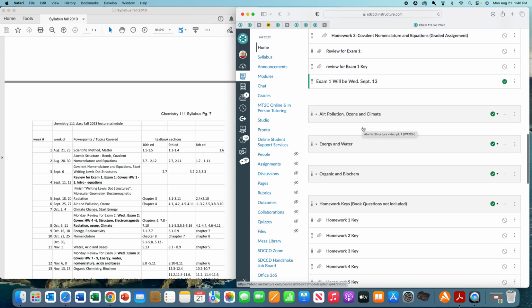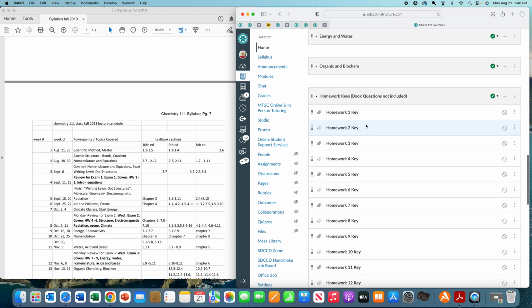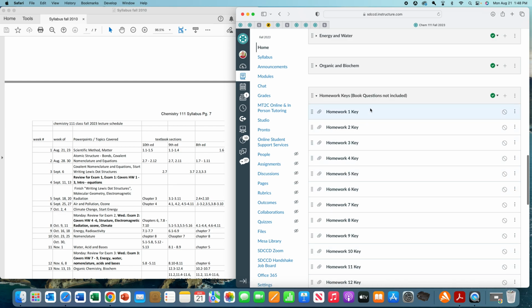Some other things you'll see, these are all other modules. These are answer keys to homework. So once you do homework 1, I'm going to make this available to you. This will be the answer key to homework 1. That way, if I don't check number 8, how do you know if number 8's right? The answers will be posted here. I don't usually post the book question answers because the book question answers are in the book. So these will all be available after I return the homework.